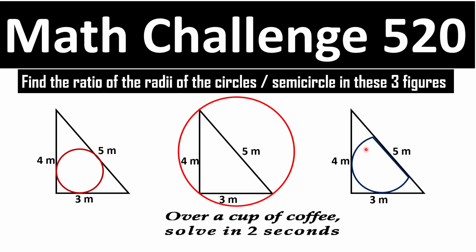All the triangles are congruent, but in the first case, circle inscribed means the circle is inside. In the second case, circle circumscribed means the circle is outside. And in the third case, it is a semicircle with the diameter along the hypotenuse. So over a cup of coffee, we can solve it in 2 seconds. It will not require more than 2 seconds to find the ratio of the radii of these circles or semicircles. Math Challenge 520.